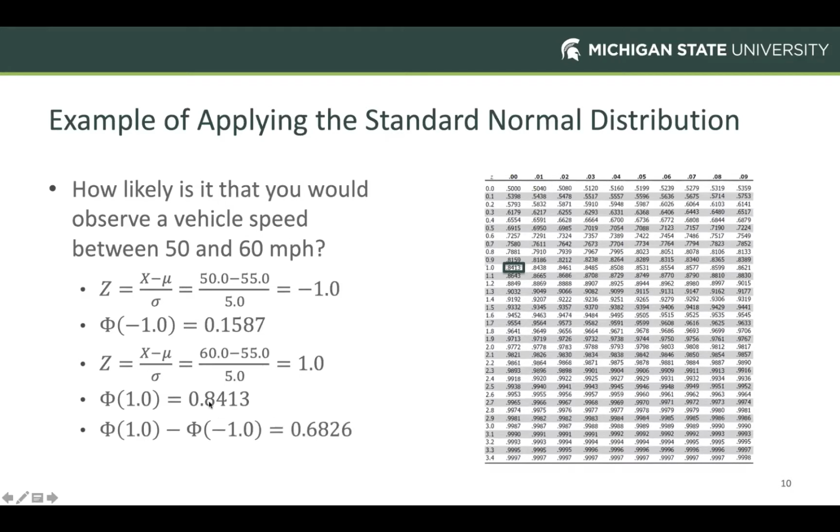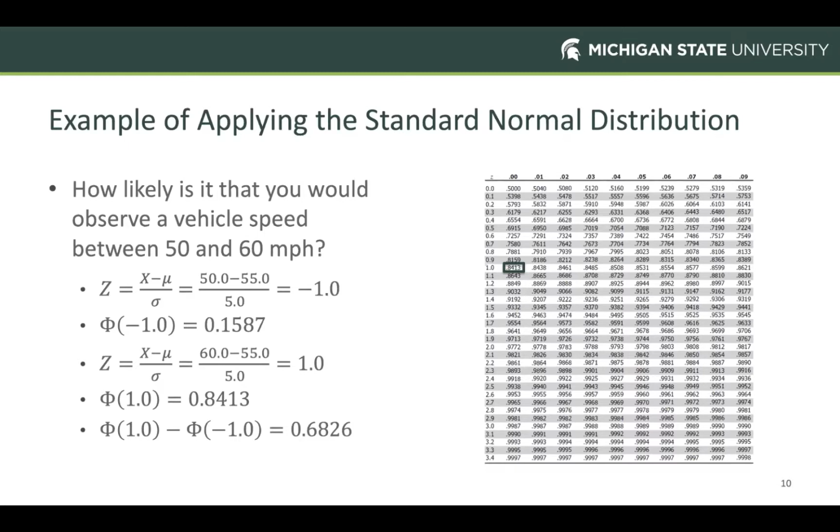And so we're just going to take the 0.8413 minus 0.1587, and that's going to give us the probability of being greater than 50 and less than 60, okay? I should note I'm getting a little bit sloppy here in terms of how I'm stating that. The probability of being equal to any specific value is essentially 0 for practical purposes.